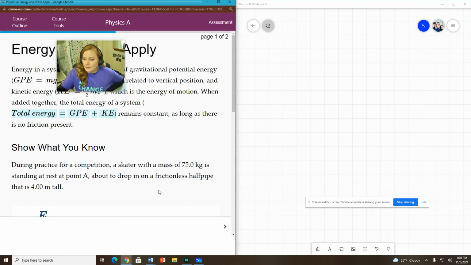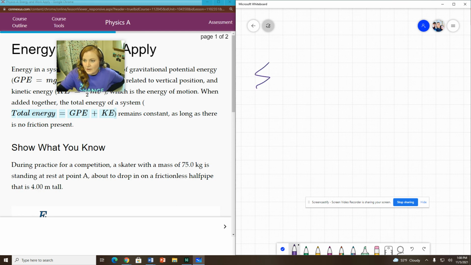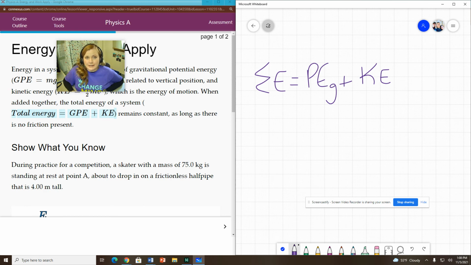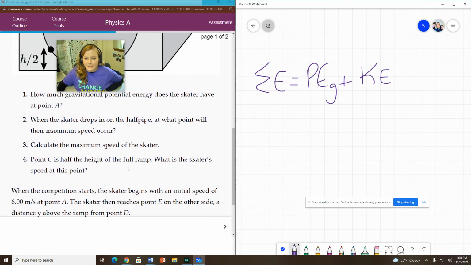So we have our total energy. I like to write it as, and sometimes you'll see it written as, the sum of all energies is equal to potential energy plus kinetic energy. I'm writing this a little bit differently. Instead of putting GPE for gravitational potential energy, I just put potential energy with a little subscript of G that indicates it is a gravitational potential energy. Both of those denotations are acceptable.